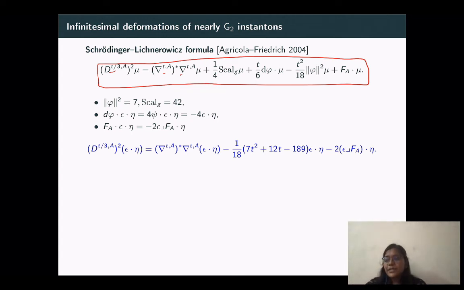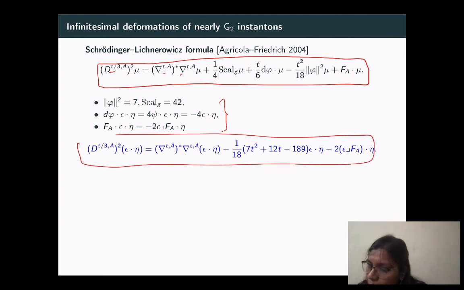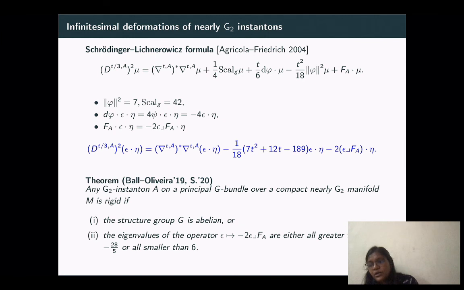And now from this equation, in our case for the nearly G2 structure, we know all of them. So we know what is d phi, we know what is the norm of phi squared, and the scalar curvature, which is of course just a scalar. So we have all of these things, and we can just plug in all the values, and this is what we get for d phi equals 4 psi. So we can see that this is a very simple expression, and we can use this expression to prove some result.